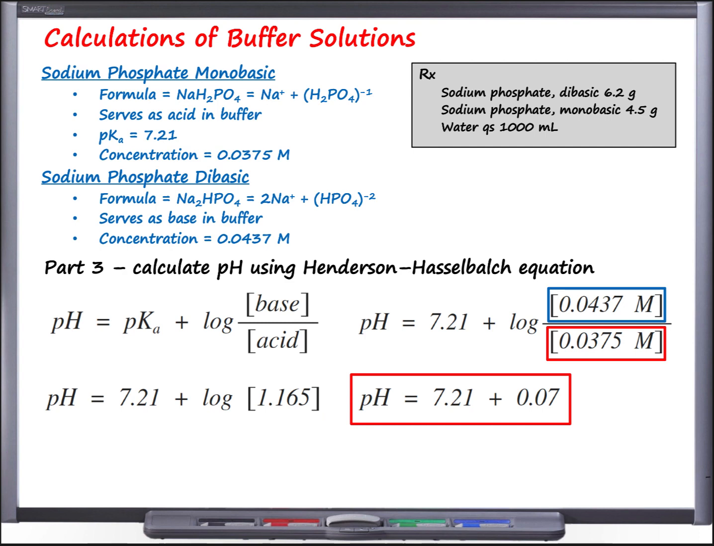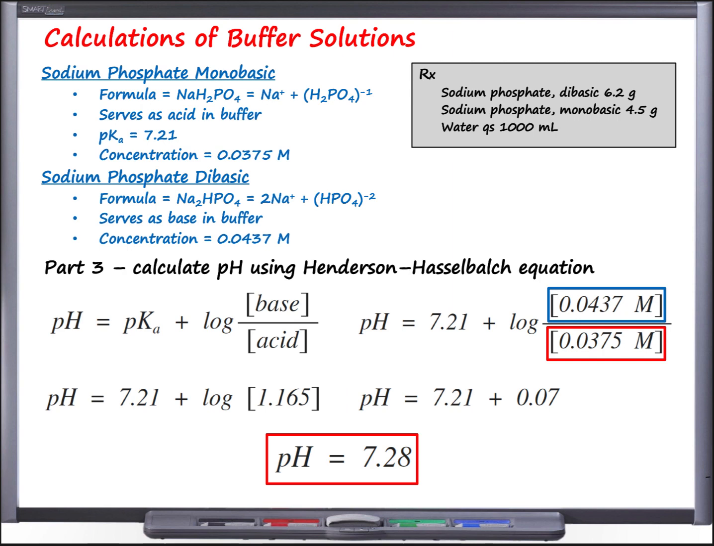One step in the math on that means that's the same as 7.21 plus 0.07, since that's the value you get from taking the log of 1.165. The last step is simply to add those two numbers together, and we can see that our final pH is 7.21 plus 0.07 for a final value of 7.28. So, to summarize, if we take 6.2 grams of dibasic sodium phosphate, mix it with 4.5 grams of monobasic sodium phosphate, dissolve that into 1,000 milliliters, and once it's all completely dispersed and dissolved, we use a pH meter, the pH of that resulting solution would be 7.28.